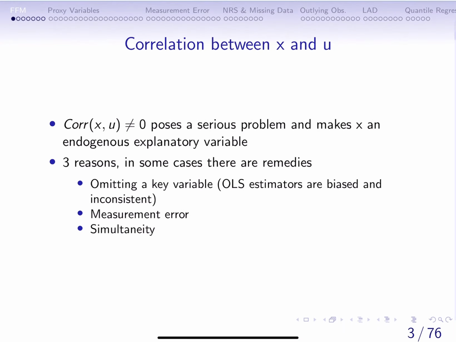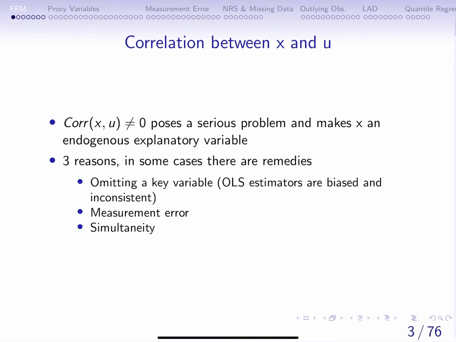So let's start with this problem of what happens when the correlation between our independent variables x and our errors u is not equal to zero. The problem with that is that x becomes an endogenous explanatory variable, okay? And there are problems with this because this leads to bias. This leads to our estimators being biased and inconsistent.